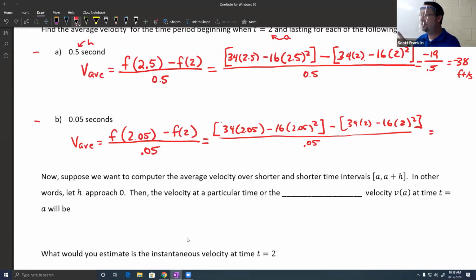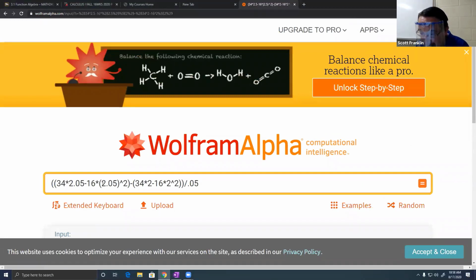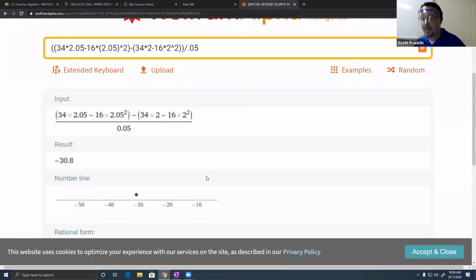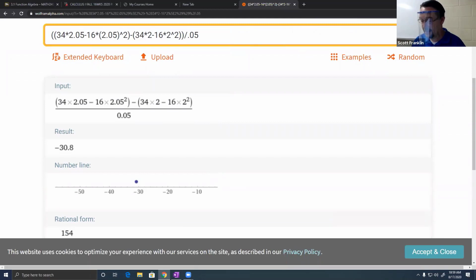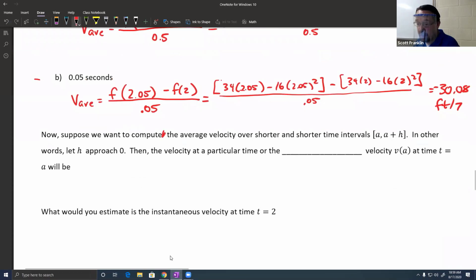All right, I'm going to leave this screen, but hopefully you see what I was doing. I was just plugging in the 2.05. So if I go back here, I'm going to add that I'm dividing by 0.05. You don't have to use Wolfram Alpha. Hopefully you know how to use your calculator, but if you need some help practicing, I will let you come see me. I'm plugging in now 34 times 2.05 minus 16 times 2.05 squared, minus then 34 times 2 minus 16 times 2 squared, all divided by 0.05. And I get negative 30.08 when I do that, feet per second.